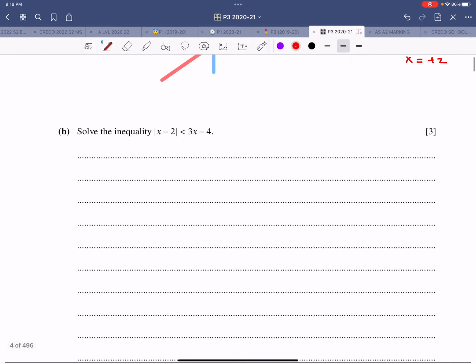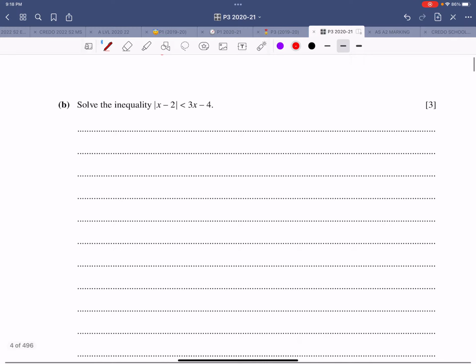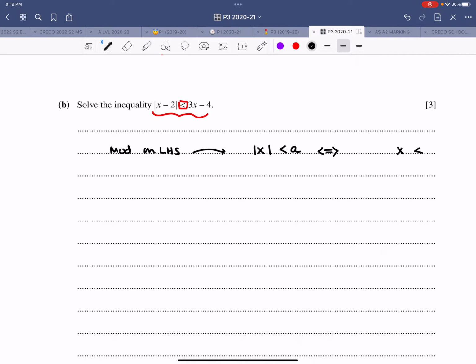Now in the second part, it does not say hence solve the inequality. So I feel much more comfortable solving it on its own. There is a modulus on the left hand side and something else on the right hand side. That doesn't make a difference. And secondly, there is a lesser sign. So I would apply the concept modulus of x less than a. That is the same thing as x lies between negative a and positive a.